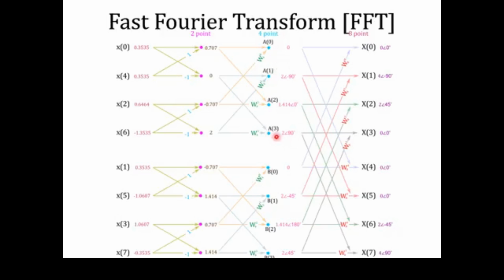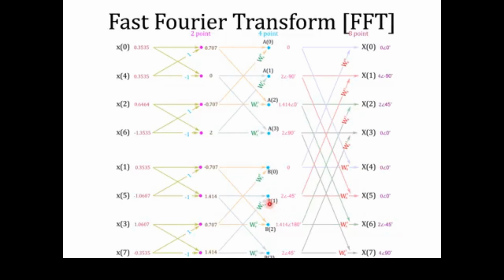Now let's come to A of 3, how it is calculated. For A of 3, we again add two samples. The first sample is this one, which is 0. So 0 will appear as it is during addition, while the second sample is 2. So 2 will be multiplied with W43 before addition. So 0 plus W43 times 2 will be equal to 2 angle 90 degree. You can also refer to the value of W43 from the twiddle factors diagram.